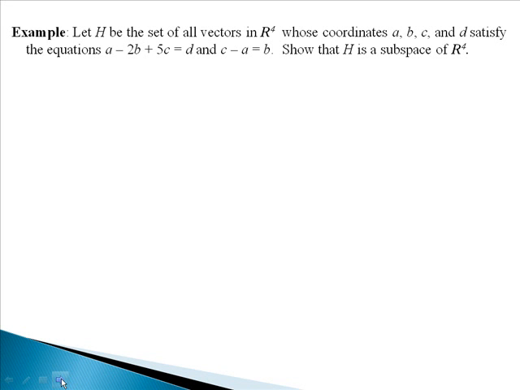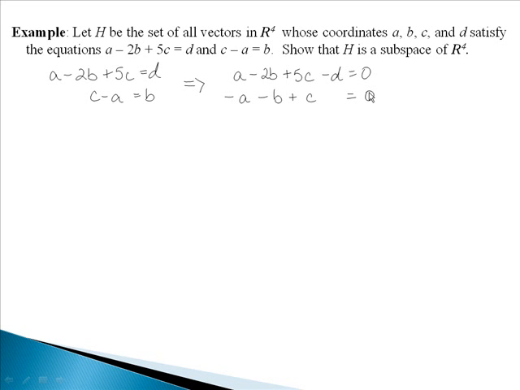So we've just learned about the null space, and notice that we know that the coordinates of our vectors in R4 satisfy these two equations. So I can solve these to make them equal to 0, and I'll have A minus 2B plus 5C minus D equals 0, and negative A minus B plus C equals 0. Just to reorder them, put them in the same order.